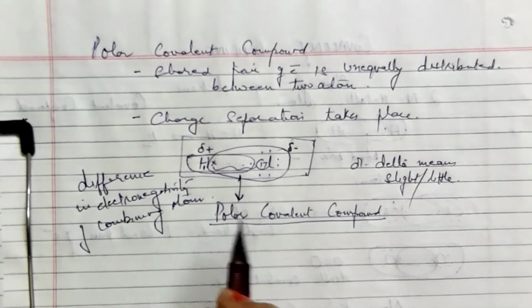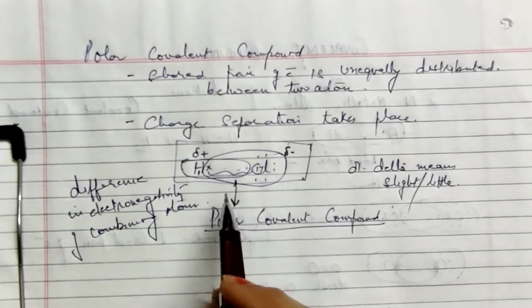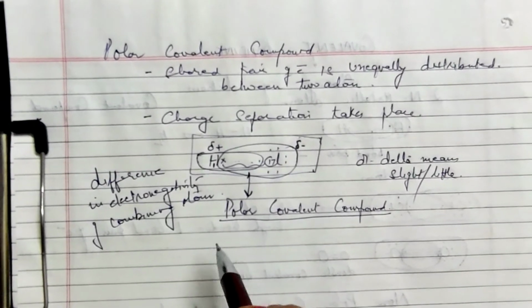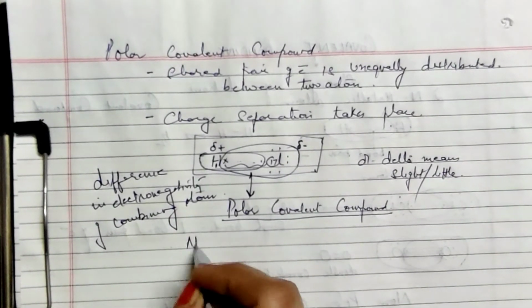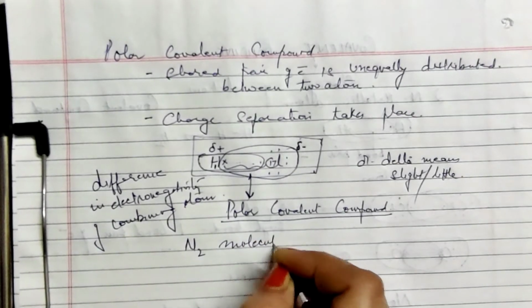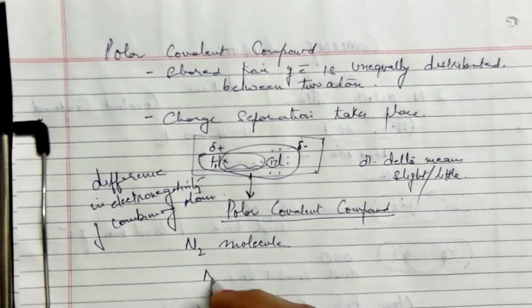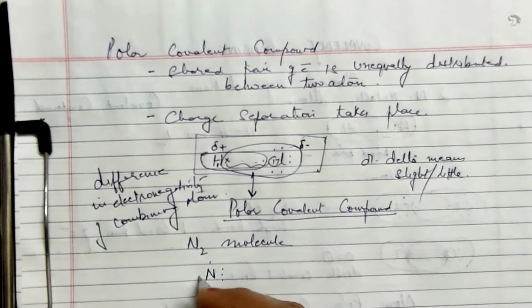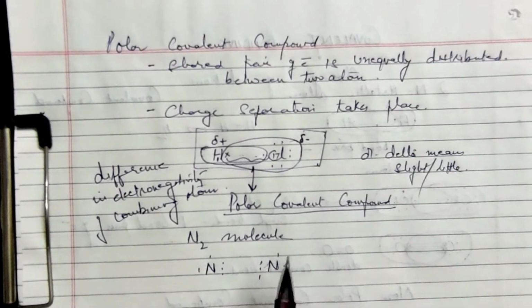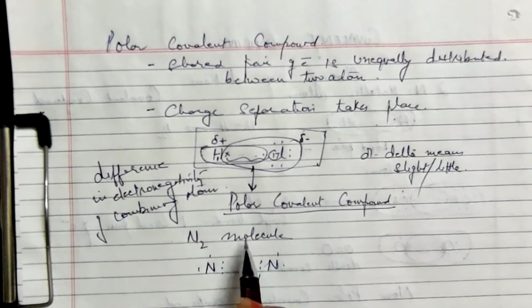Now we have seen how sharing of 1 electron or 2 electrons takes place. Let's take an example where 3 electrons are being shared. Let's take the example of formation of the nitrogen molecule. Nitrogen is formed by 2 nitrogen atoms. Nitrogen has, 1, 2, 3, 4, 5. Sorry, 5 electrons in the valence shell.